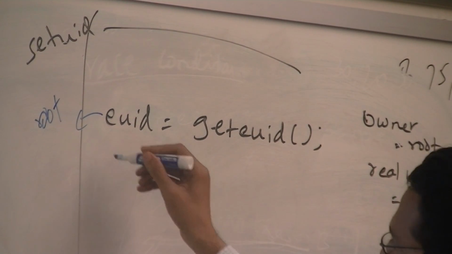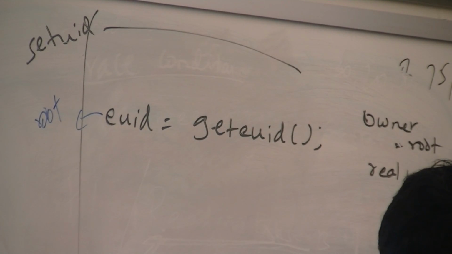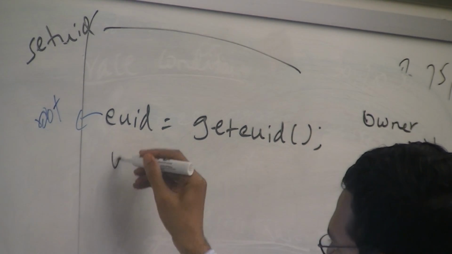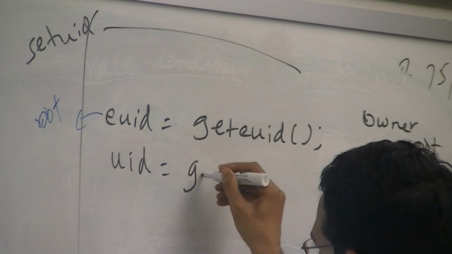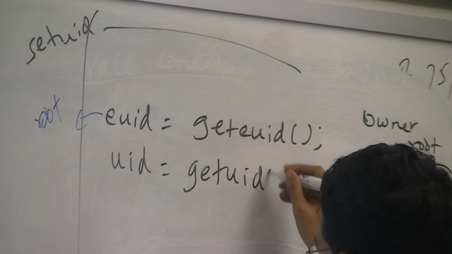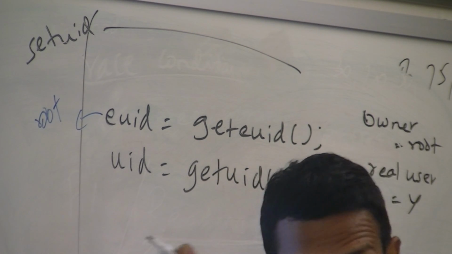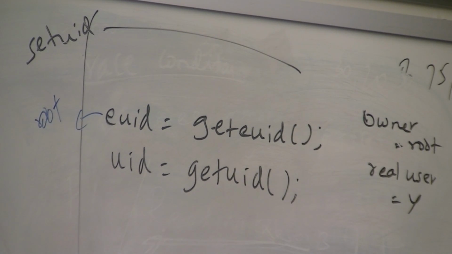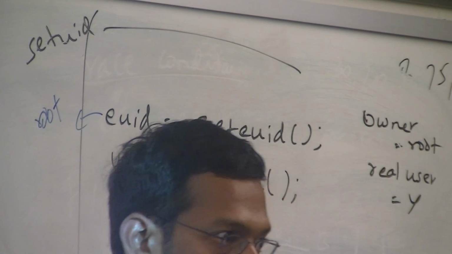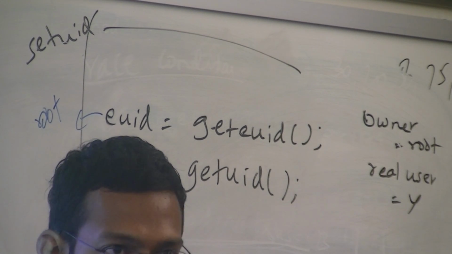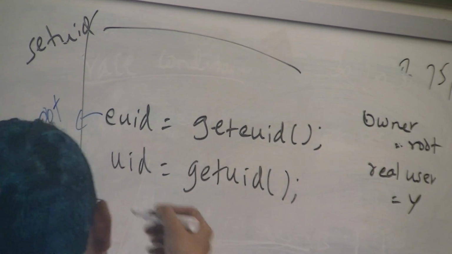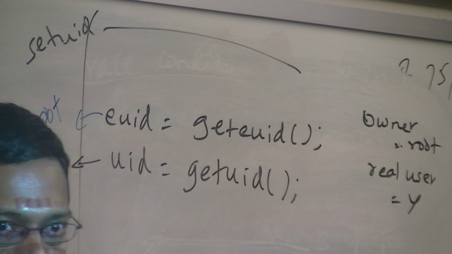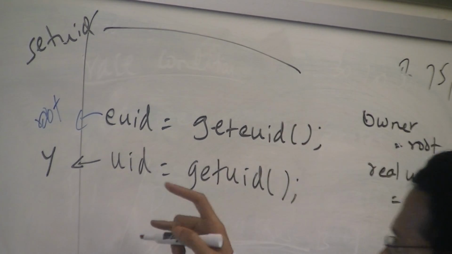So the effective user ID is root. Okay. Then there's another line here. The UID is get UID. The get UID function returns the real user ID of the user running the program. So even though the set UID bit is set, the real user running the program is user Y, right? So the UID will be user Y, the regular user. So what do you do now?